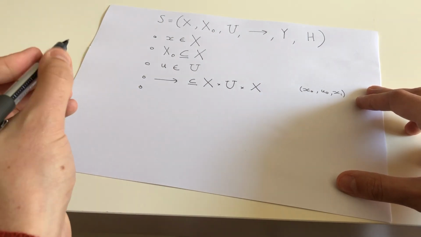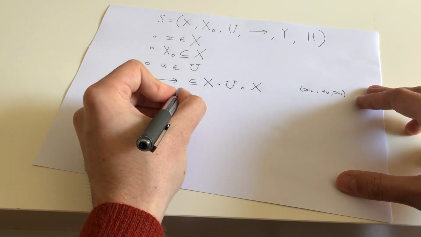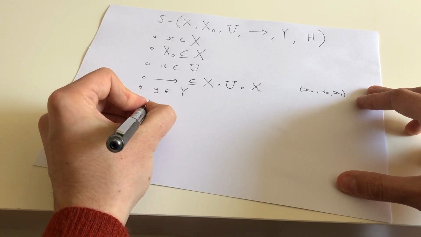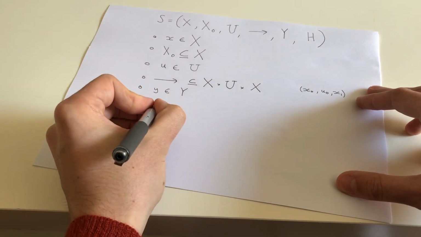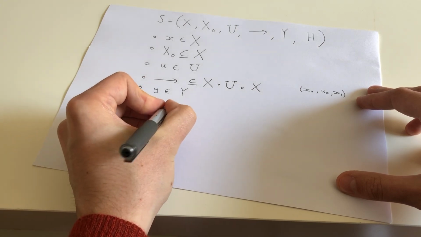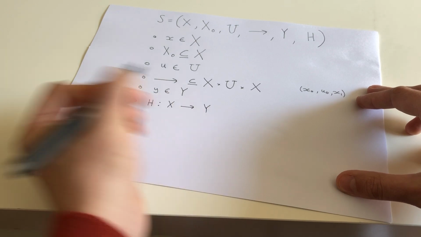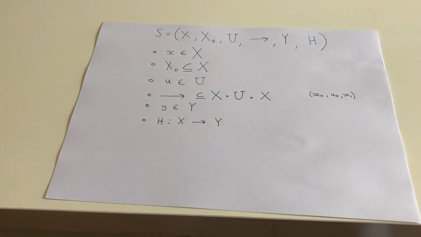We have a set of outputs. Again, we could have a single output, which is in the set of outputs Y, and we have a mapping H. This mapping H maps from the set of states to the set of outputs. And so this here is the simple system definition that we're going to use.